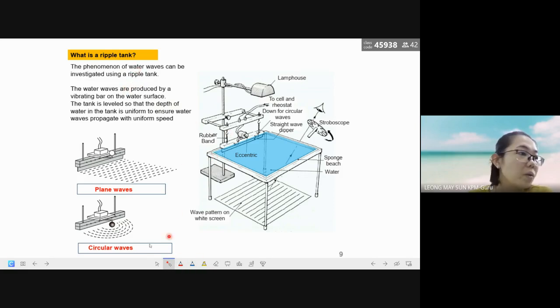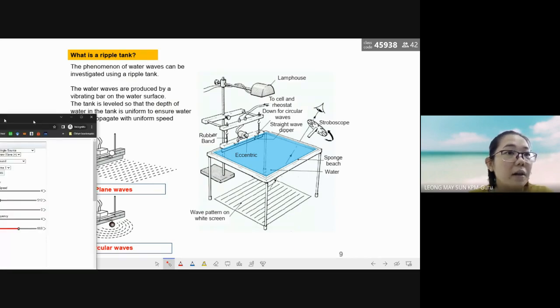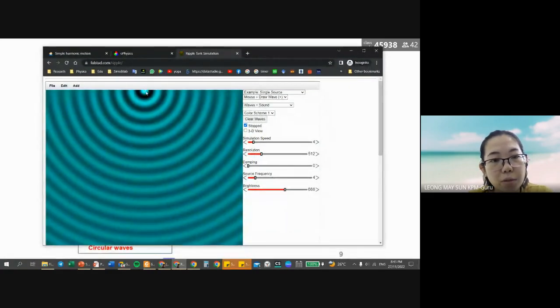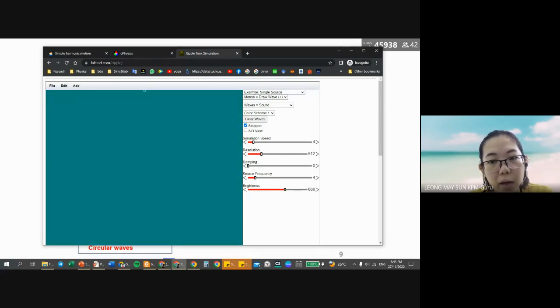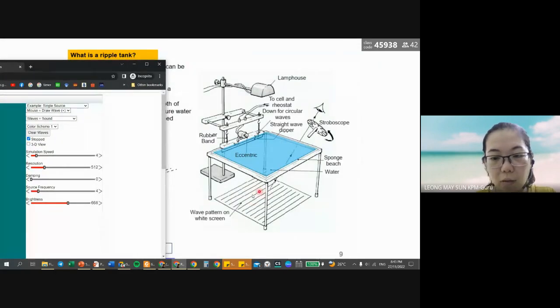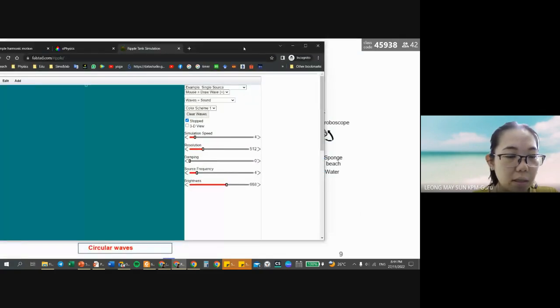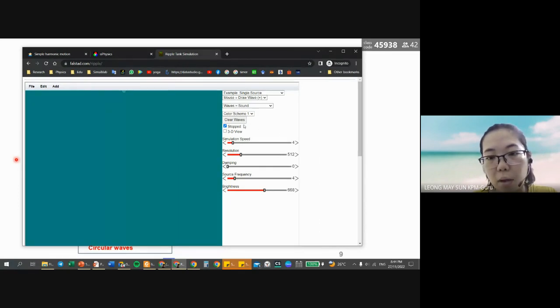Since we are using online as usual, I'm going to be using a simulation. Now, what you see right now, if I were to start this in a short while, is a single source. This is a simulation that will show you the effect of a ripple tank. The effect of the ripple tank normally is shown at the bottom part here. If we were to carry out this experimentally, physically, the effect of this part is going to be shown on this simulation.